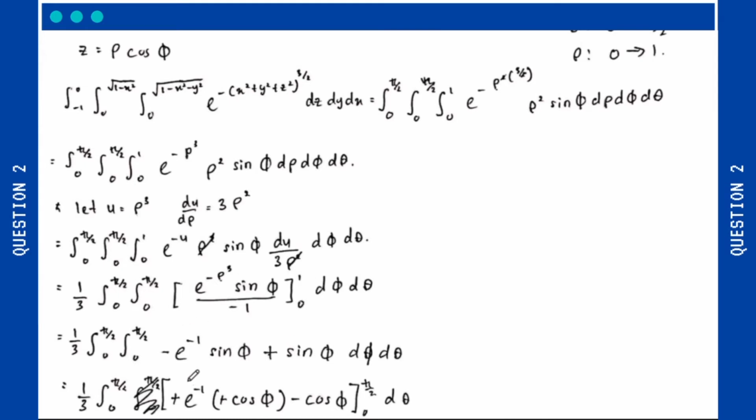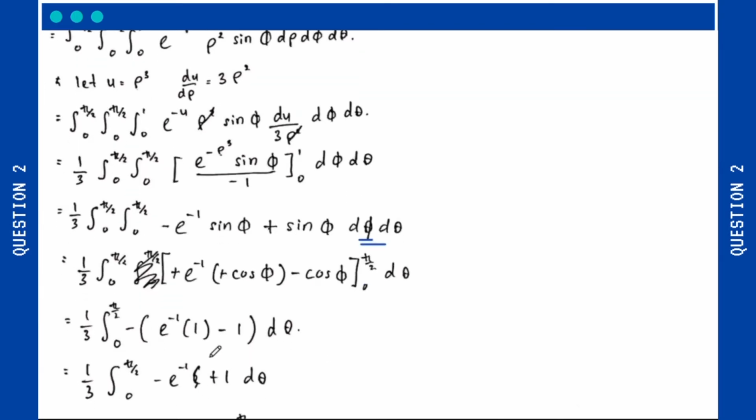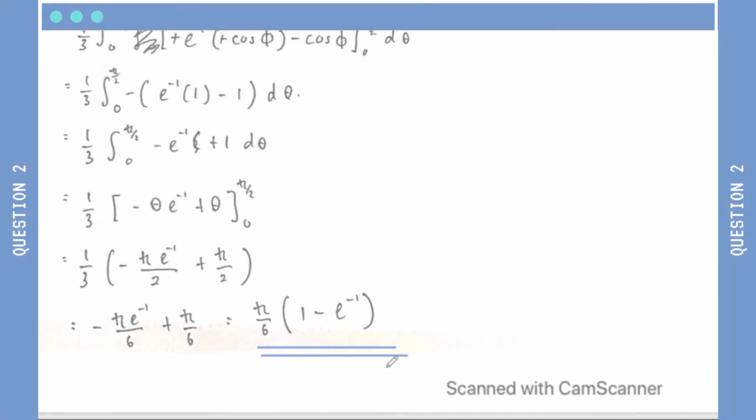Second integration with respect to this one, we get this one, and then we put the limit. And for the third integral, we do it with respect to theta, and we got negative theta exponent power of -1 plus theta. Got this, and this is the final answer.